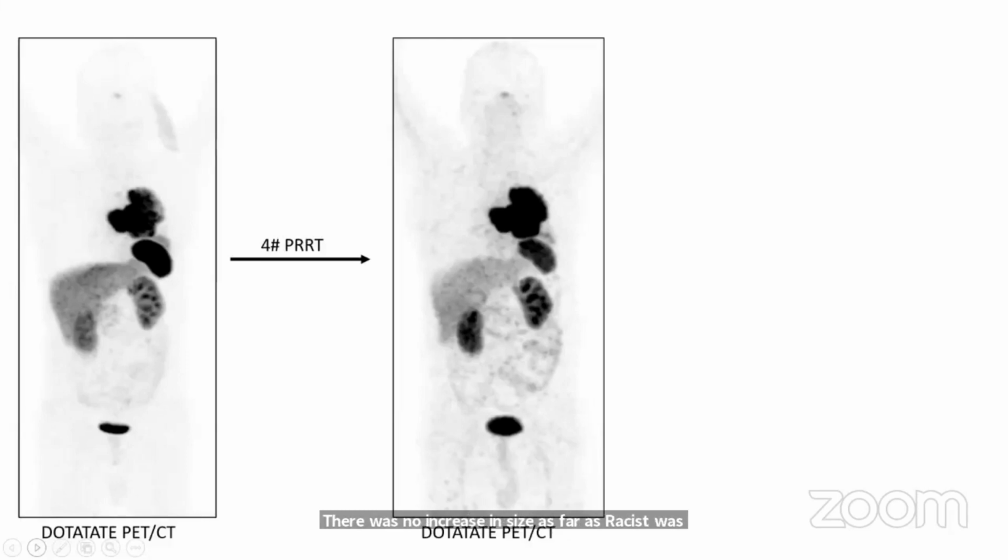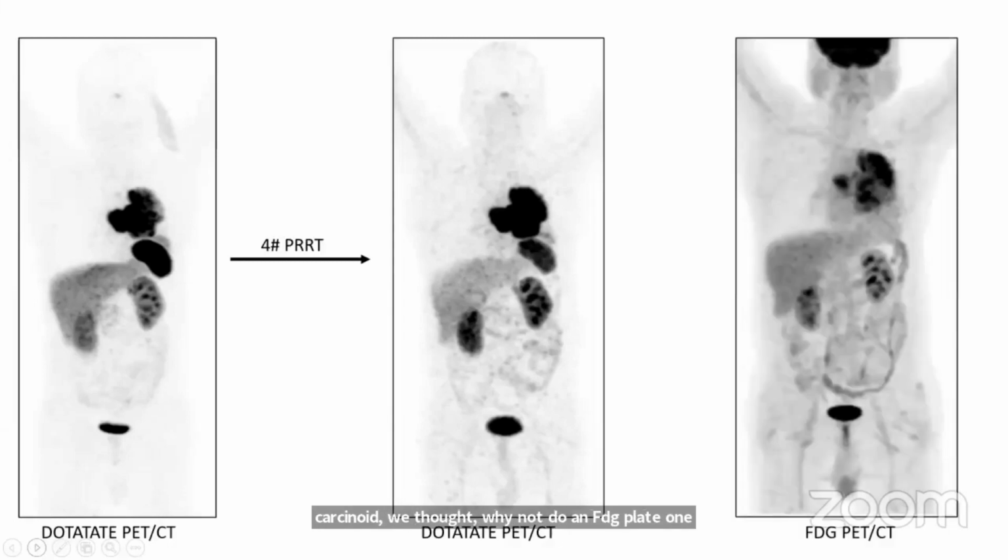Now, since the disease remained stable with some amount of increase in metabolic activity, and the imaging features were not very classical for a typical carcinoid, we thought, why not do an FDG PET? So we added an FDG PET. And this is what we saw. There was an intense uptake seen on FDG PET as well. So there was an element of tumor heterogeneity.